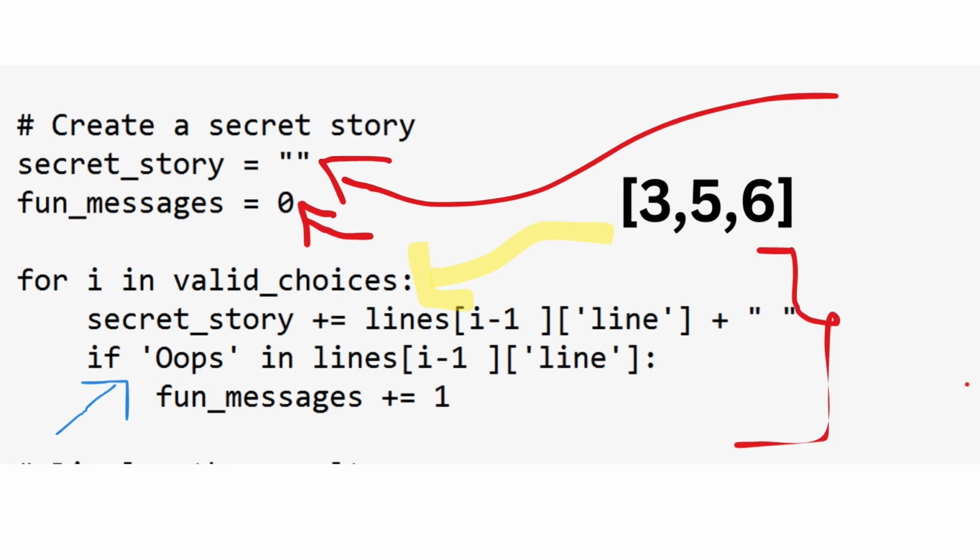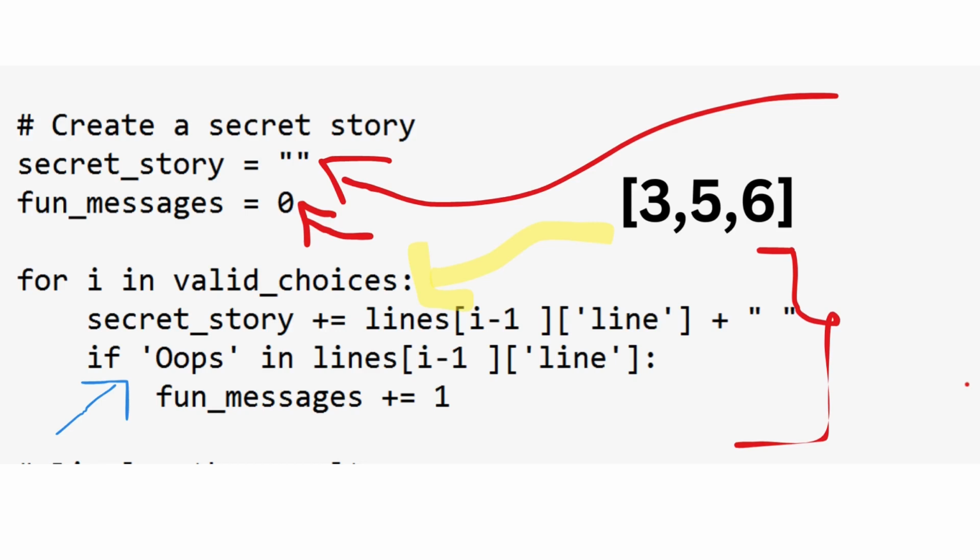And once again, the program goes to the for loop, and now the value of i will be 5. Okay. For that, once again, it enters the secret story plus, and now lines of 5 minus 1, which is 4, that particular line will be added to the secret story along with a space.